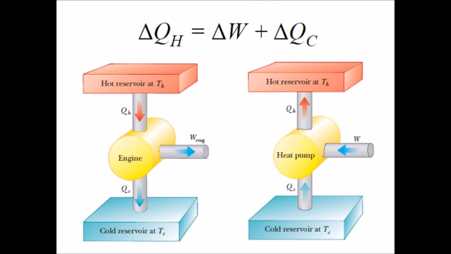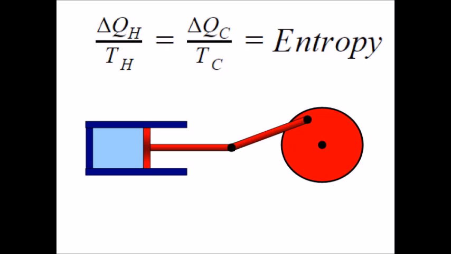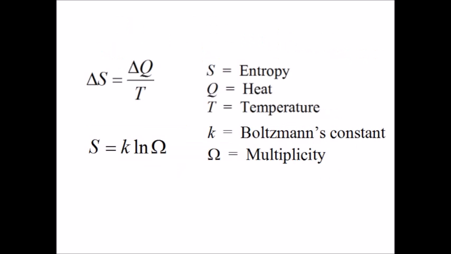Either way, heat engine or heat pump, energy is conserved. But, and this was the heavy lifting of part 1, something else must be conserved also in order to make this a reversible process: entropy. Delta Q over T. That was Clausius. Now, Boltzmann, starting with multiplicity.